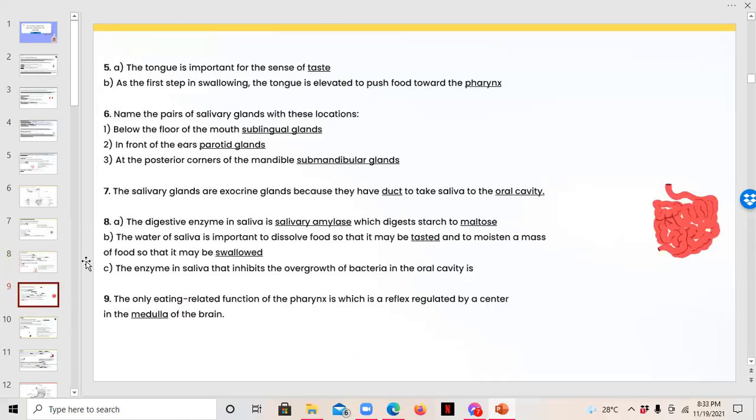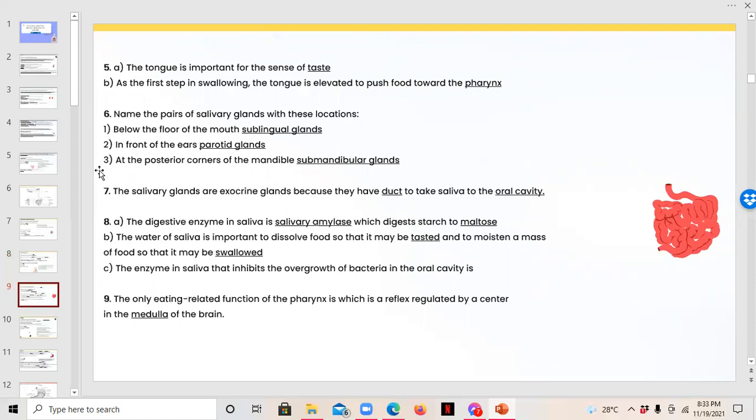Number 5. Letter A. The tongue is important for the sense of taste. Letter B. As the first step in swallowing, the tongue is elevated to push food toward the pharynx.